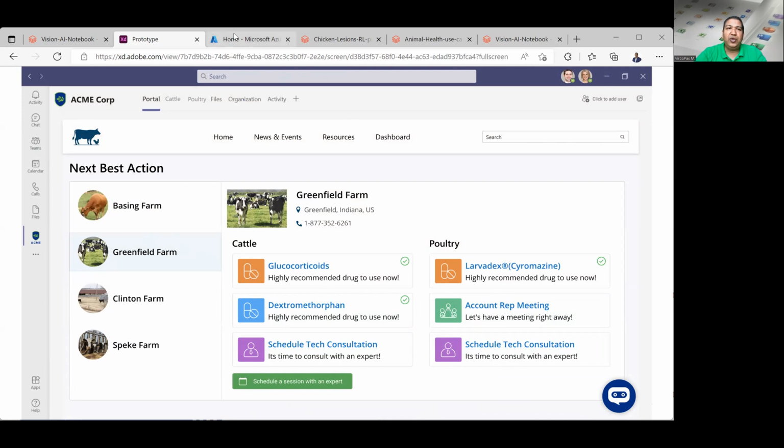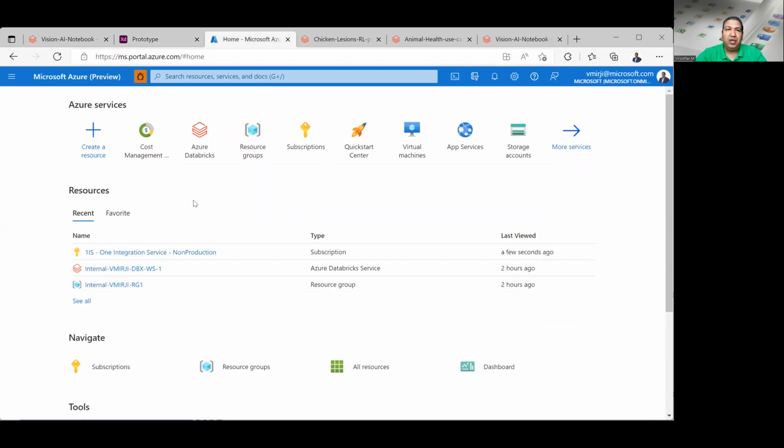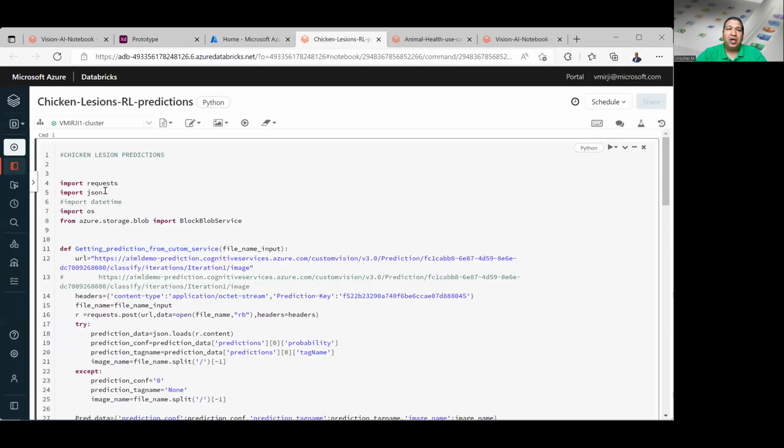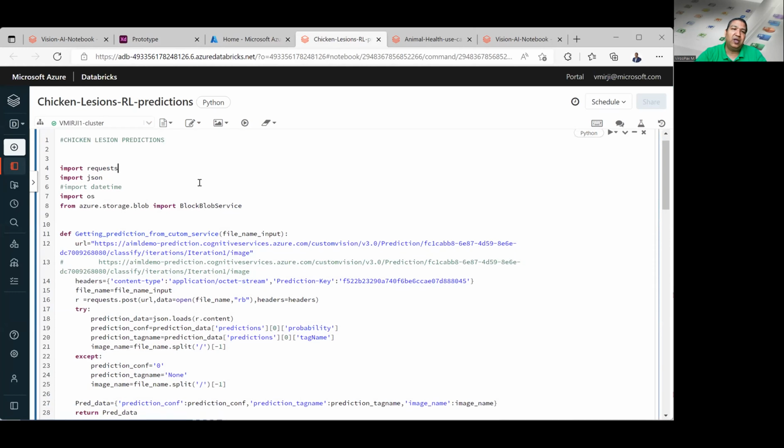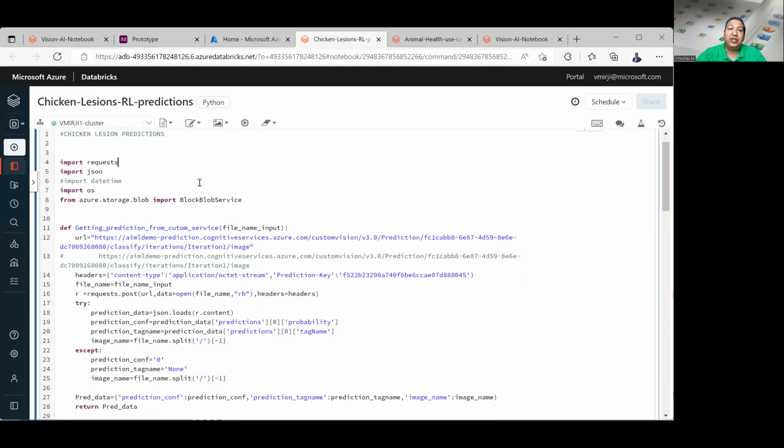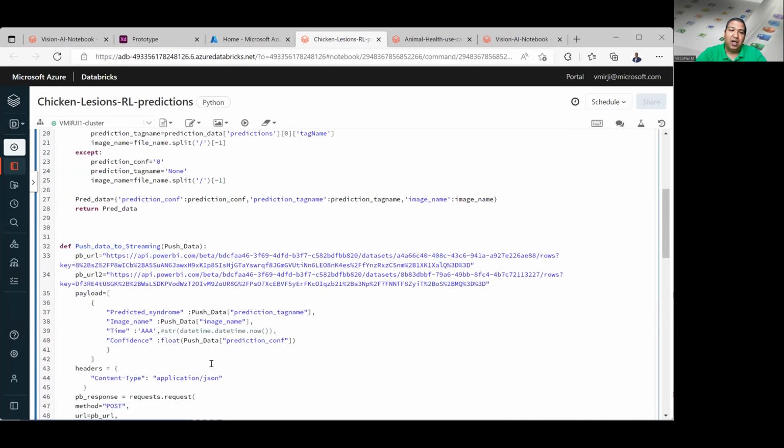So let me quickly show you that in Microsoft Azure. These are the resources created here, an Azure Databricks instance that we have available. And in that space, we have the workspace over here. You can see in the workspace, in the notebook, we have chicken lesion predictions analysis, and there's a whole bunch of code and analysis that's done around this.